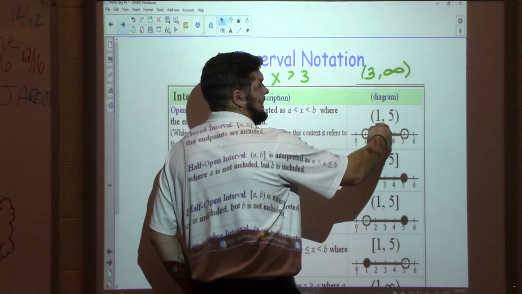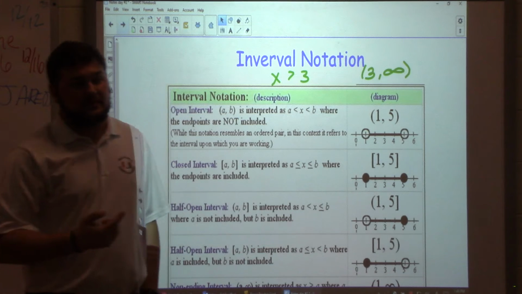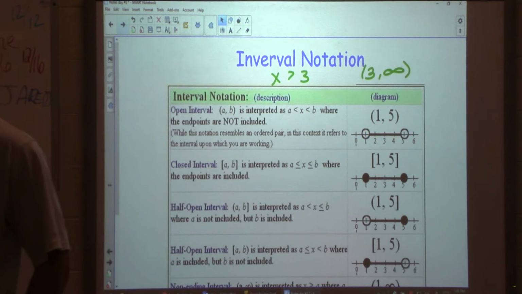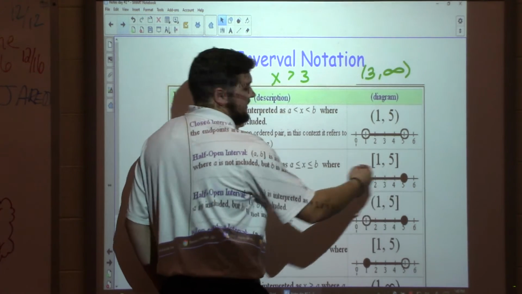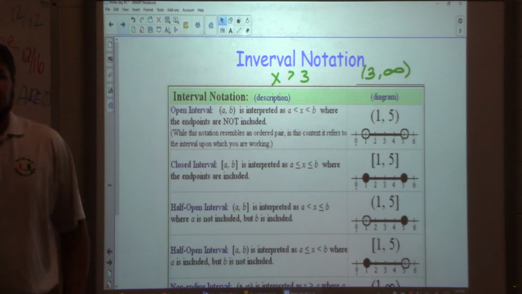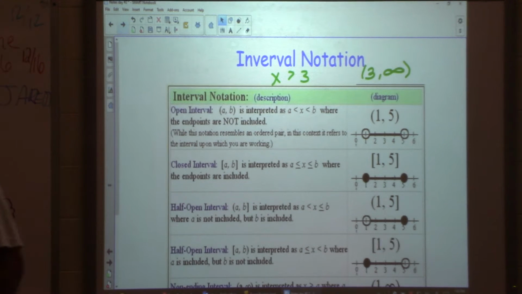Because this is telling me I can't include 1 and 5. I can get really close to them, but I can't actually include them, just like that circle does on the line graph. You can have a closed interval, which would be like filled in dots on the graph, and those are represented with a bracket. That means, yes, I can include both 1 and 5 in my solution set. Both of them will work.